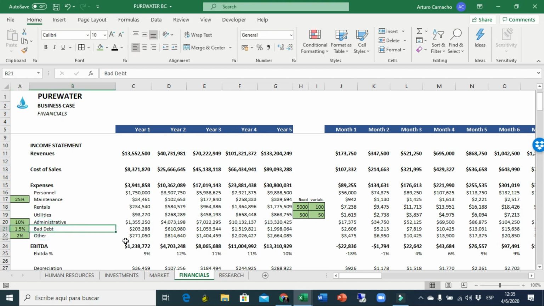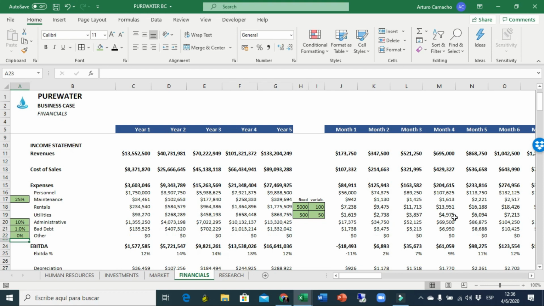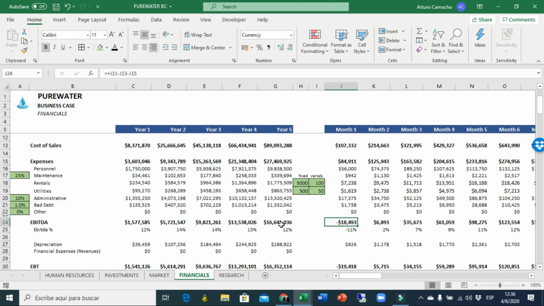Bad debt is also a percentage of the revenues. It's some figure between 1 to maybe sometimes 3% if you have bad customers. So I could use 1% for this purpose. And other is anything we come up with in the future. Right now I had a 2 just to test if the formula was right, but we could put it 0. So you have then the EBITDA.